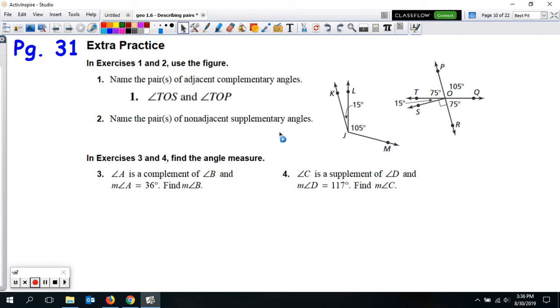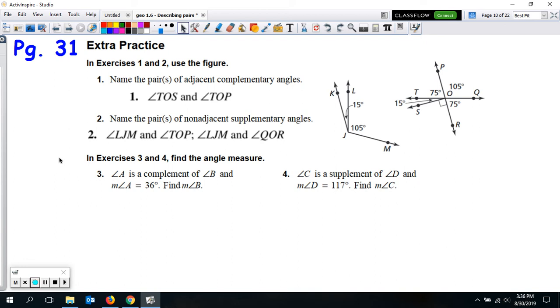Okay, so you're looking at ones that are going to be non-adjacent. So you can use maybe an angle over here like 105. 105 plus 75 would be 180 degrees. So you could use this LJM angle with the TOP. That would work. So that's going to be one of our answers. The LJM and TOP, those two angles. Also LJM with this other angle here at 75 degrees. That's the QOR angle. So there's two of them on this one.